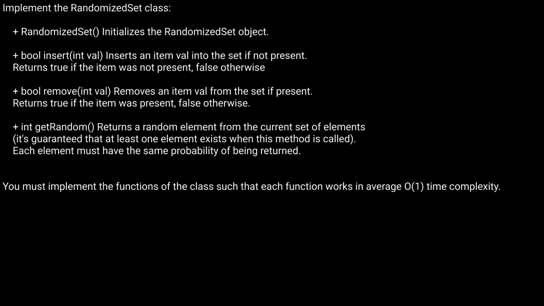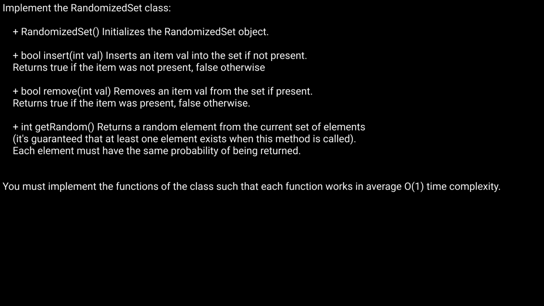It will have a bool method called insert, which takes a value and inserts an item into the set if not present. Returns true if the item was not present, false otherwise. It'll have a bool remove method, which takes a value and removes the item val from the set if present, and returns true if the item was present and false otherwise.